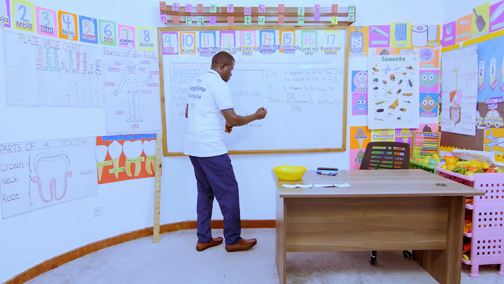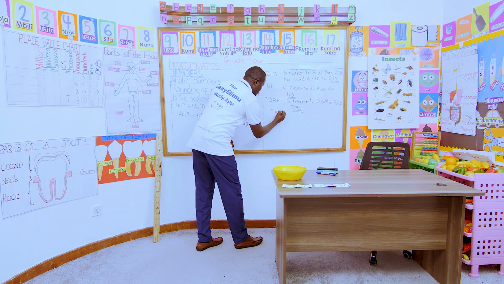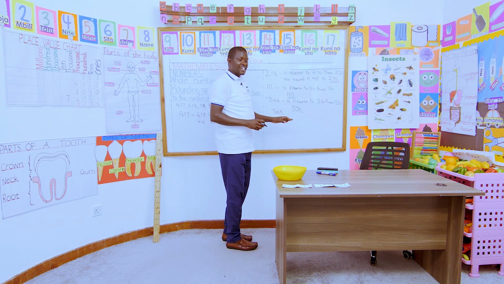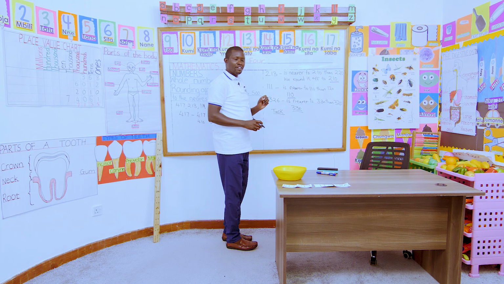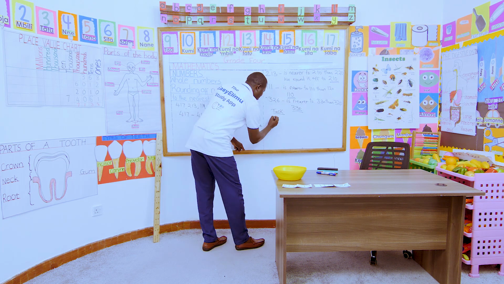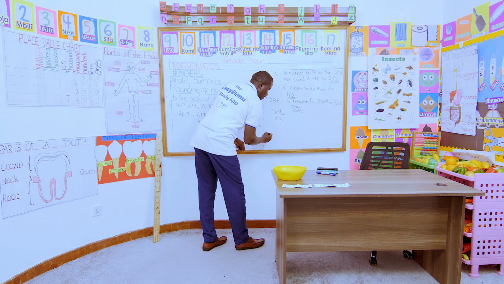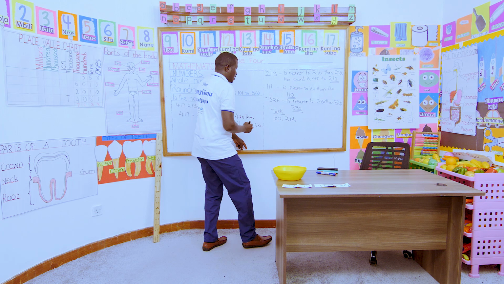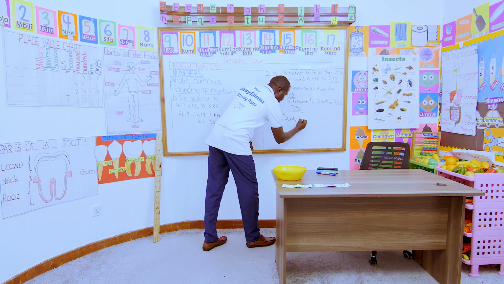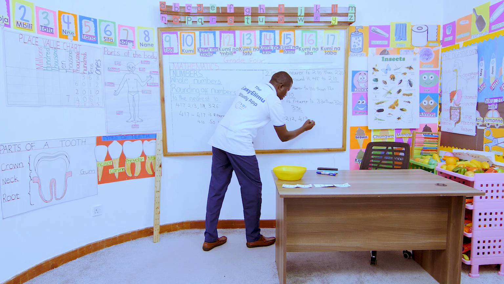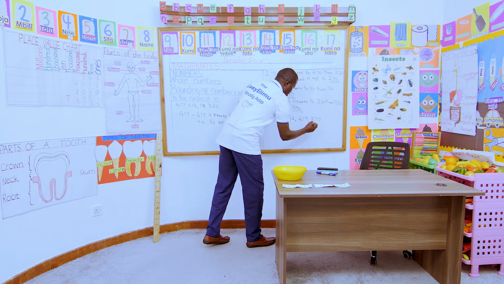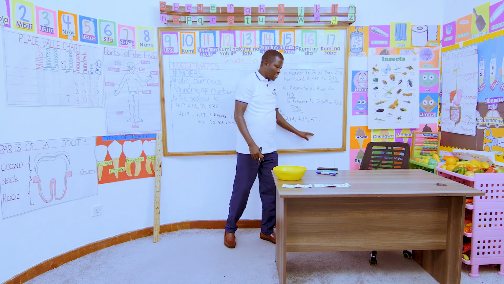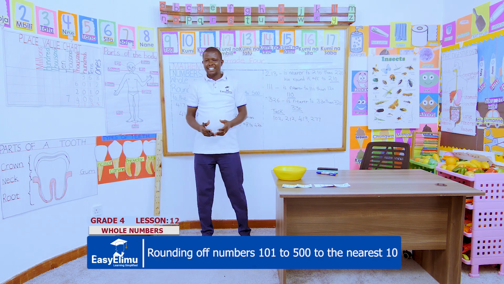Our task for today: round off the following numbers to the nearest tens. The first number is 102. The second number is 212. The third number is 419. And the last number is 277. We are rounding off these numbers to the nearest tens.